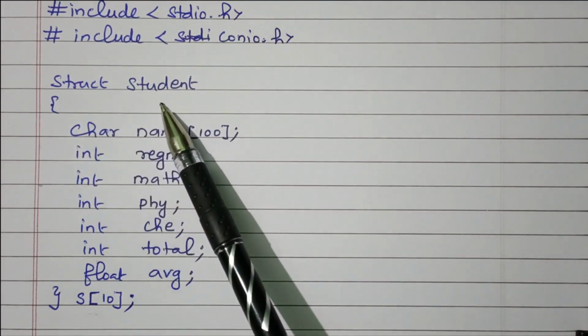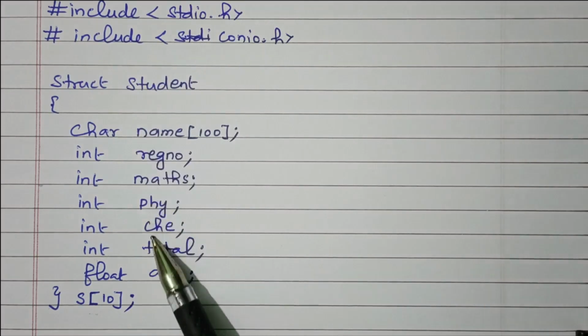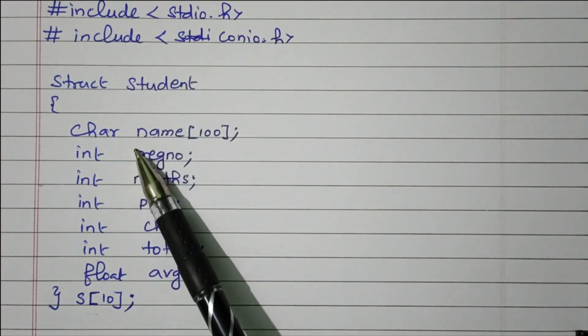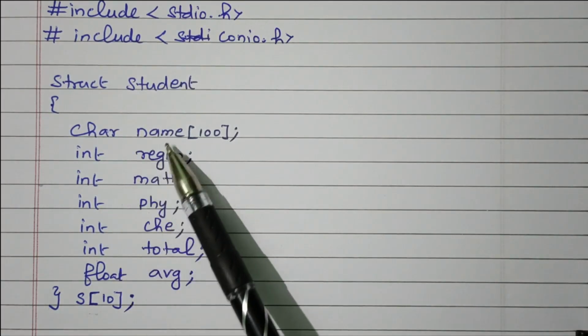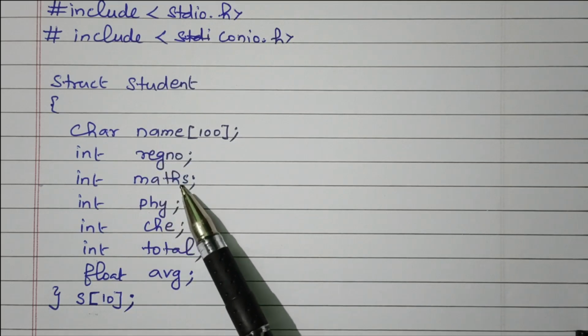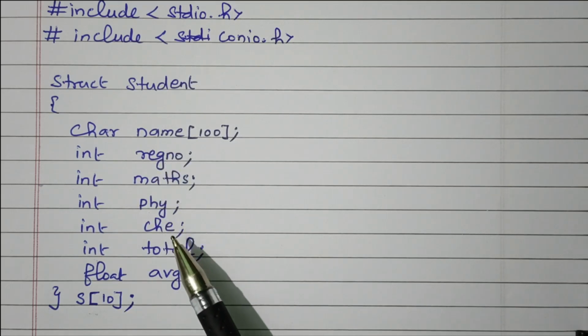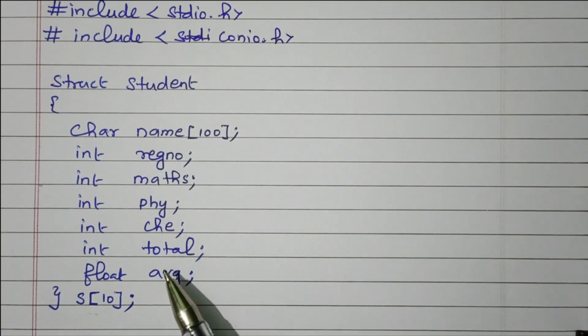Keyword struct, student as the name. Here is the set of variables of different types: character, integer, float. Student name, register number, mark in mathematics, mark in physics, mark in chemistry, total mark, average, and the structure variable s[10], that is 10 student details can be stored. That is s[0] means first student, then s[1], s[2] up to s[9]. s[9] means 10th student. Like that we can store.